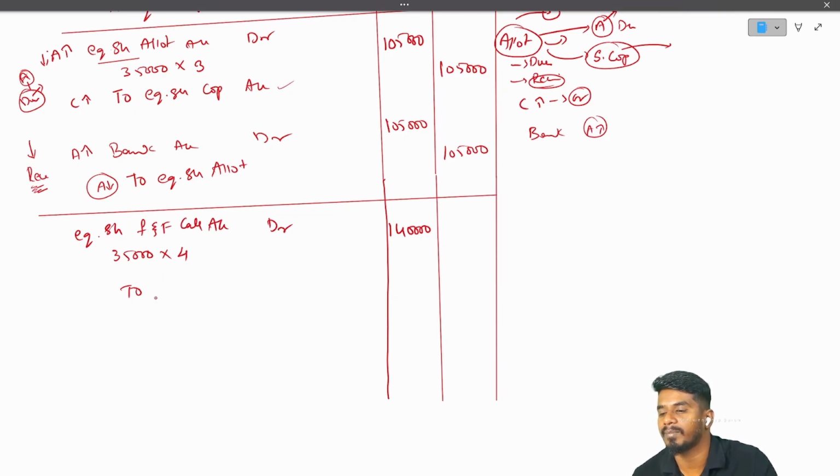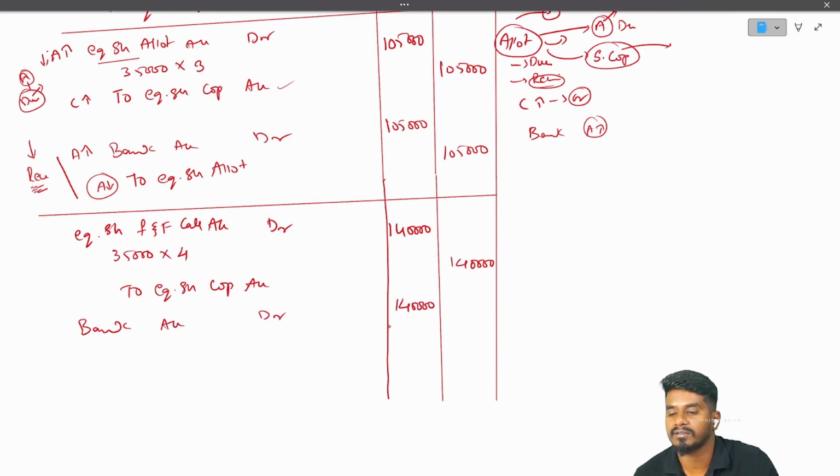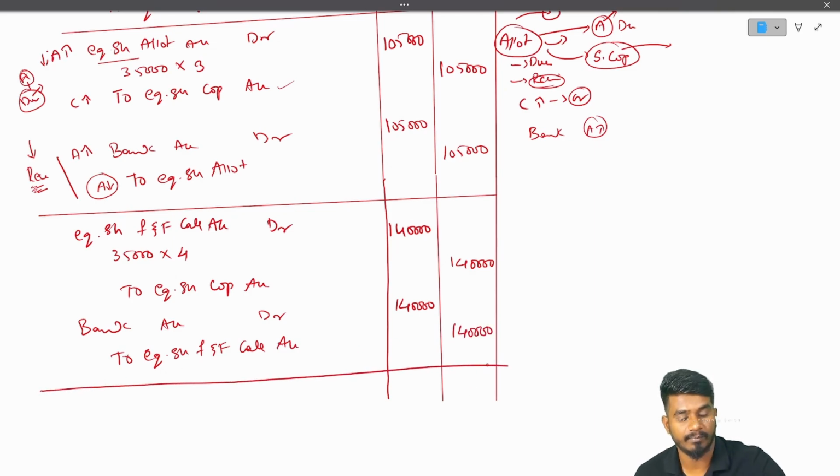Right. Two, what is the entry here? We will transfer it to the share capital account. Equity share capital account 1,40,000. Then we will receive it, and the bank account will increase. Bank account is debit for 1,40,000. Simple. Two, what was there into equity share allotment? Here, just a name change. Equity share first and final call account 1,40,000.